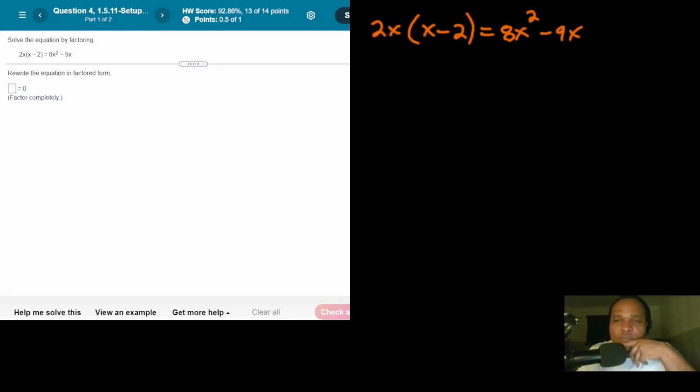Okay, so what do we do here? Well, we can start by distributing this 2x times the x minus 2. So 2x times x, this times this is going to give you 2x squared. Now we have 2x times negative 2, which would give you negative 4x equals. Not too bad, right?